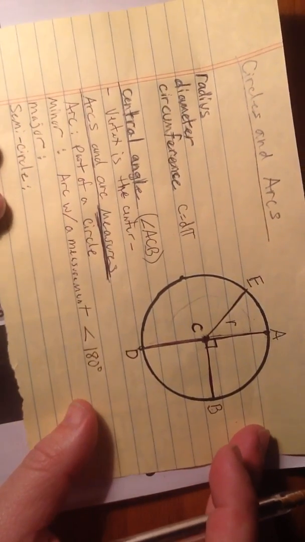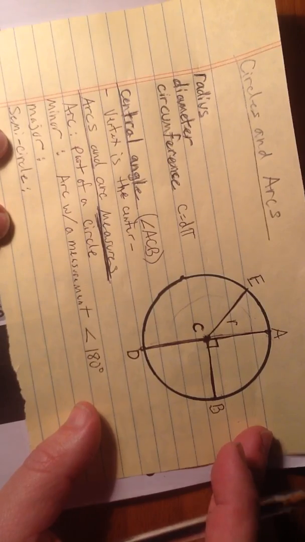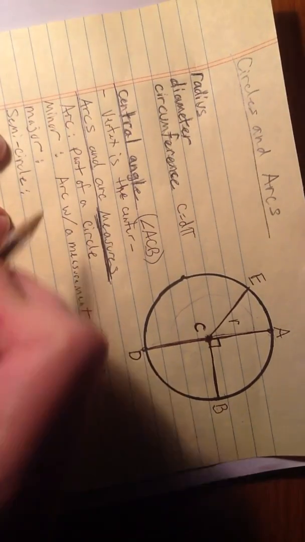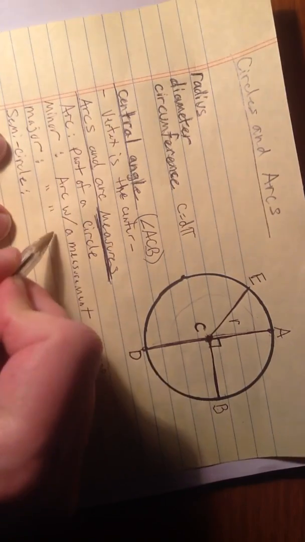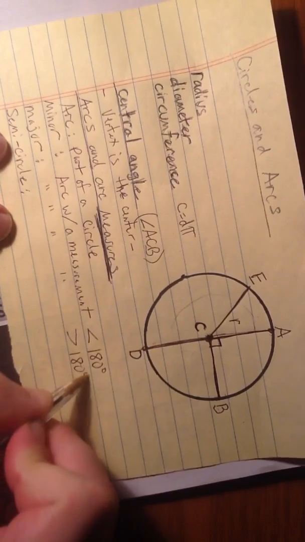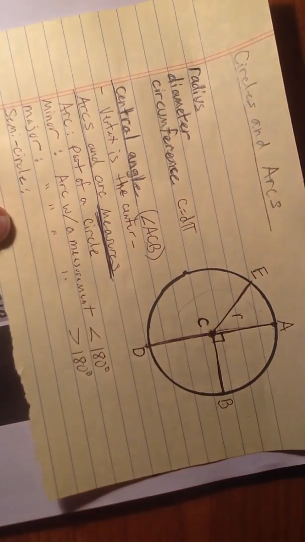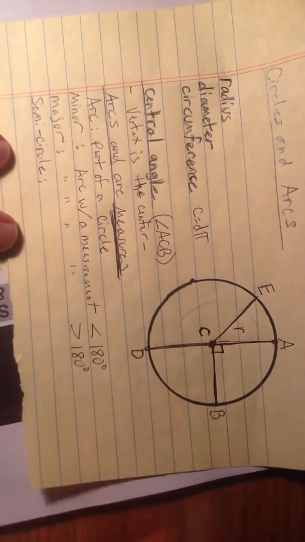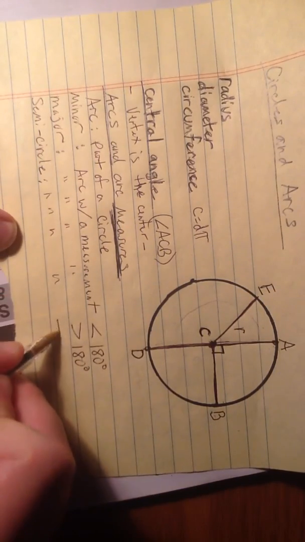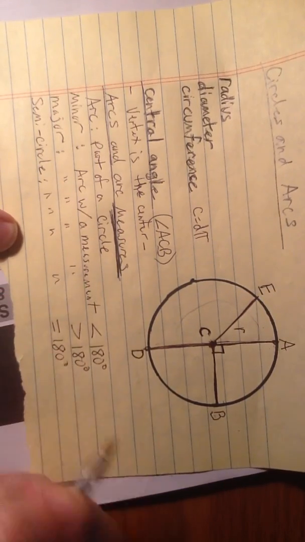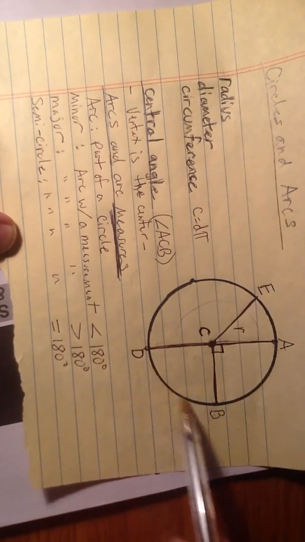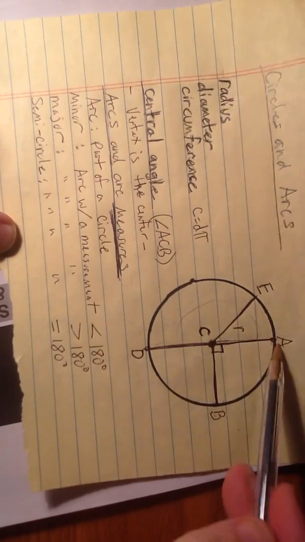Okay? A major arc would be an arc whose measurement is actually greater than 180. And a semicircle, which we know is a half circle, is an arc with a measurement that equals exactly 180, which is half the circle. That right there is a semicircle. Right here, that's a semicircle.